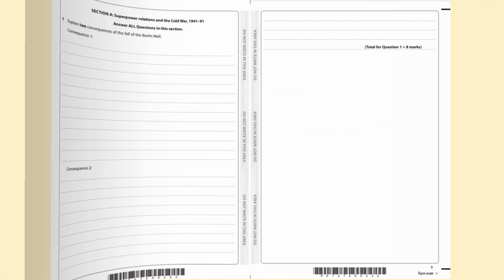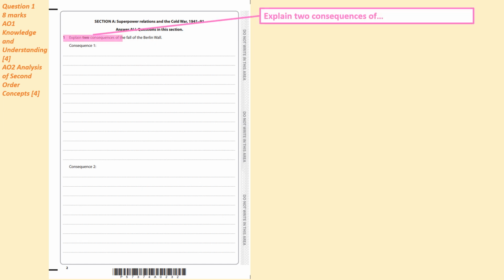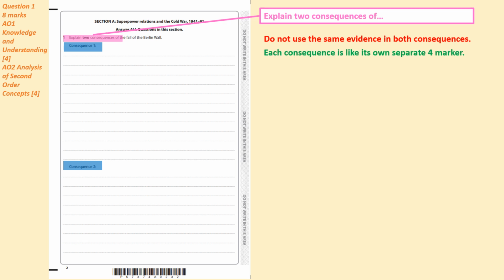Let's begin. Question 1, 8 marks. The start of the question is always the same. Explain 2 consequences of something from the Cold War. The exam booklet page for this question is formatted so you discuss one consequence and then a separate second consequence. Please be aware that students occasionally use the same evidence in both consequences. Avoid doing this as you will only receive marks for it once, not both times. Therefore, it's best to think of each consequence as its own separate 4-mark answer. There is no need to make any links between the two.